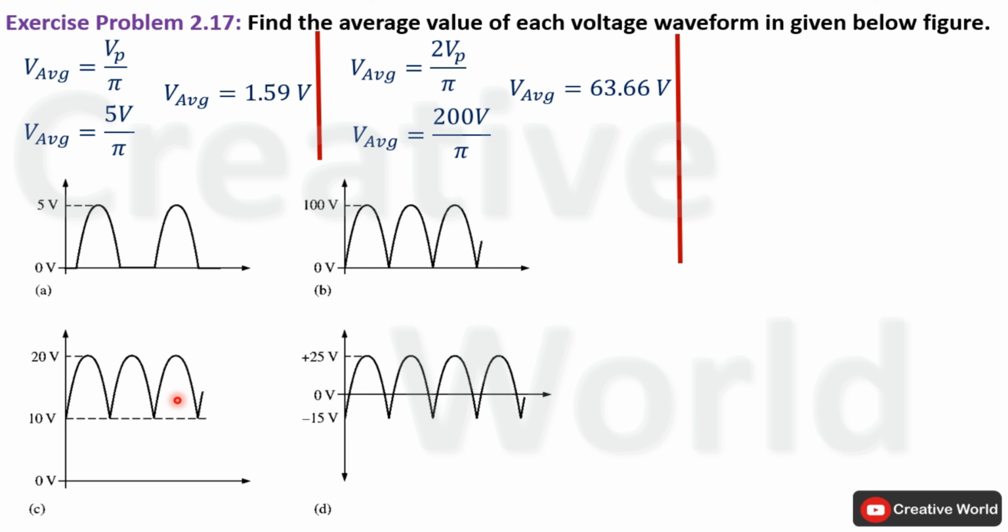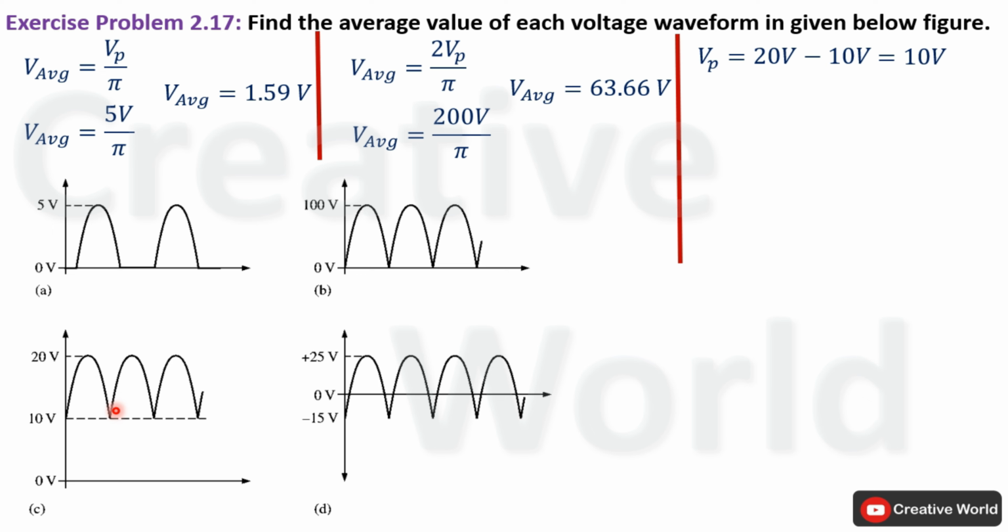In order to find its average value, first we have to find the peak voltage of this output waveform only. This waveform is starting from 10 volt and ending on 20 volt, which is the highest value of this waveform. So in order to find its peak value, we will take the difference of these two values, that will be equal to its peak value. V peak of this output voltage waveform will be equal to 20 volt minus 10 volt DC offset, that will become 10 volt. So the peak of this voltage waveform is 10 volt.